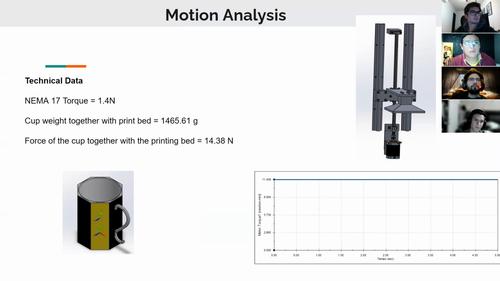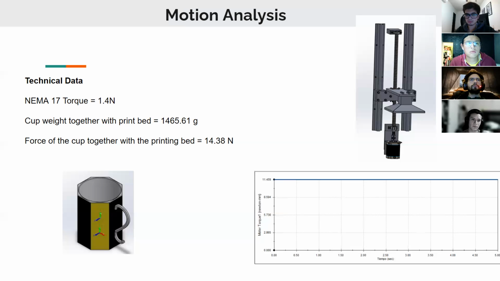After that, we had to research how much torque our NEMA had, and we found out that it was 1.4 newtons. Then we calculated the weight of the cup plus the printing bed, and we got 1.46 kilograms, and we transformed that into force, and we got 14.38 newtons.